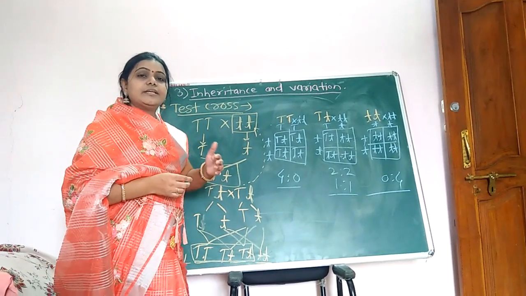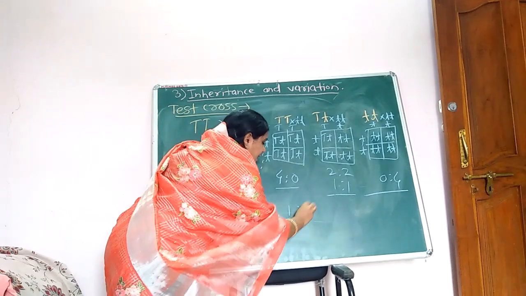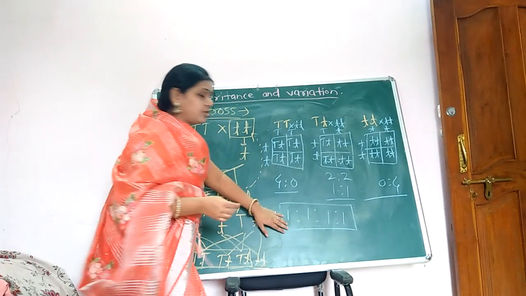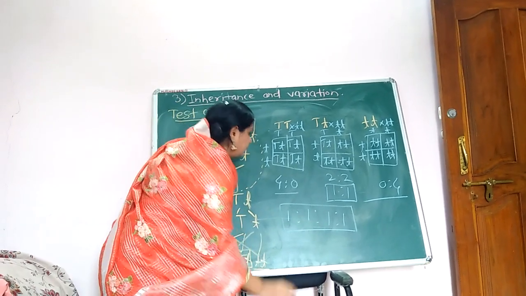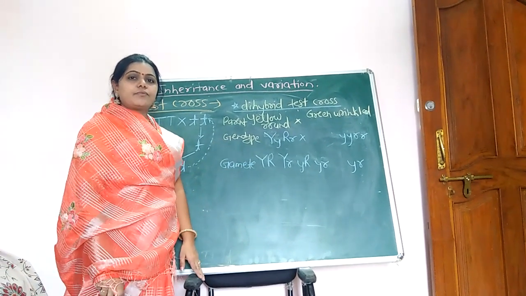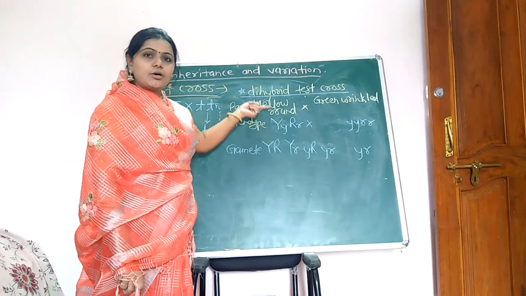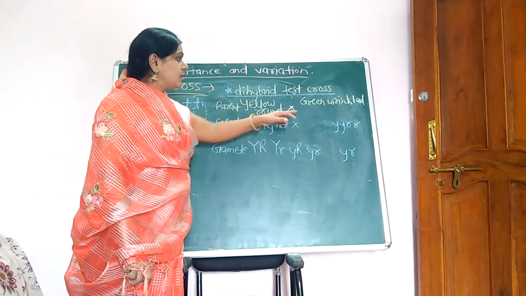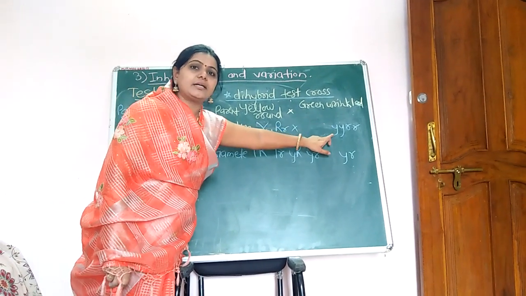dihybrid is crossed with a homozygous recessive parent, then we see the test cross of dihybrid, or the dihybrid test cross. Here one example, that is the yellow round, which is the hybrid yellow round, the F1 generation yellow round, crossed with green wrinkled, that is the pure recessive parent, the green and wrinkled.